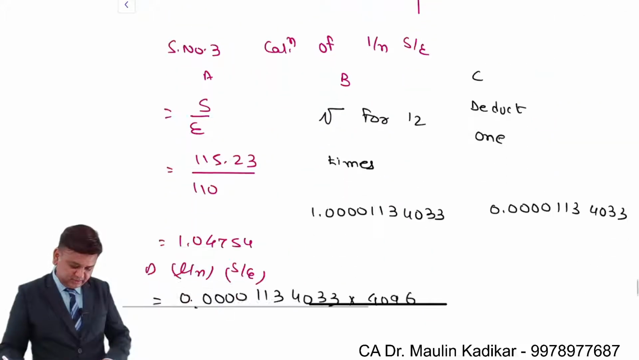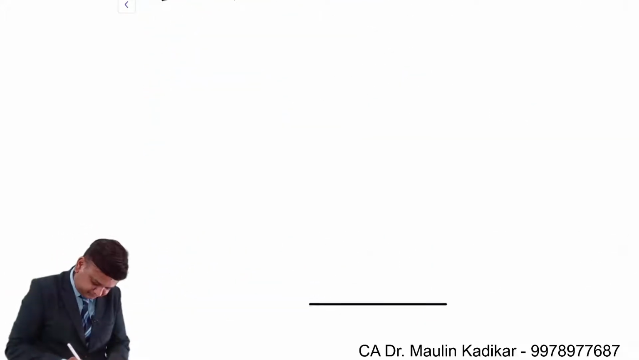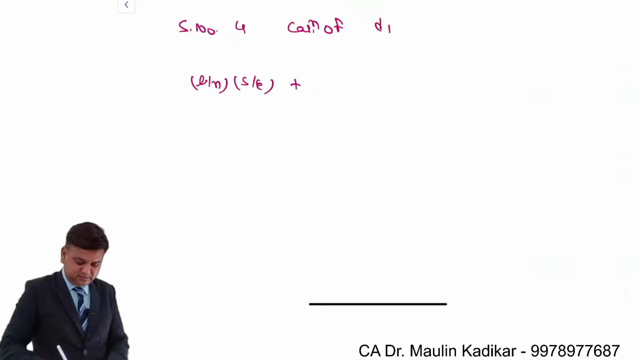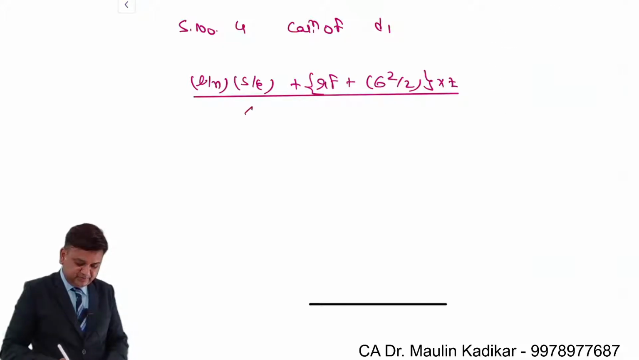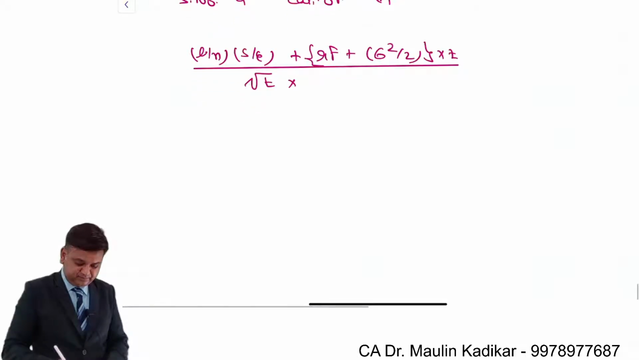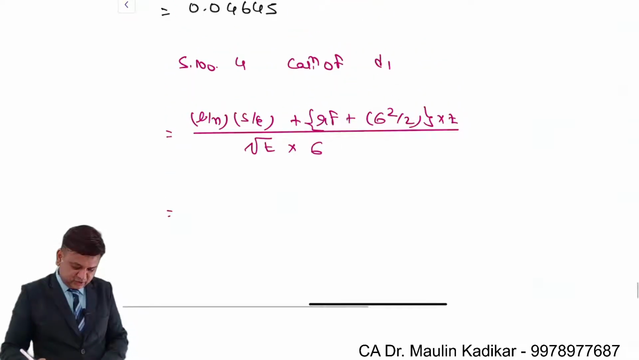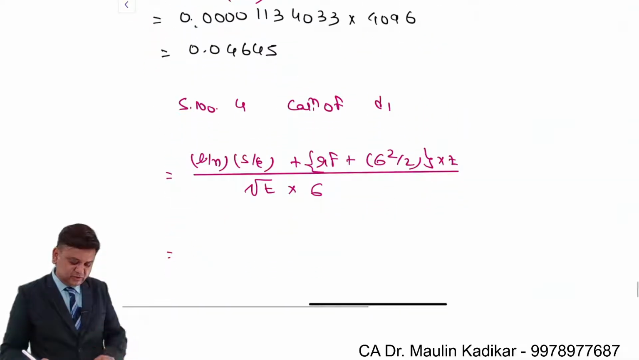Step number 4: calculation of D1. It will be found like this: ln S divided by E plus RF plus variance divided by 2, whole into time period, divided by under root of time period into standard deviation. So ln S divided by E is 0.04645.